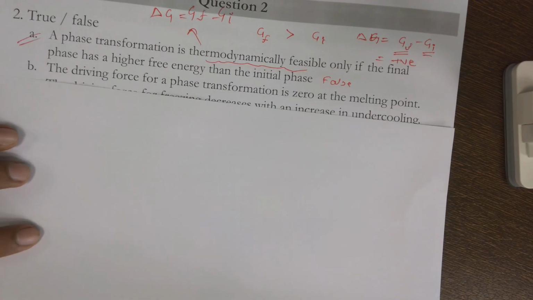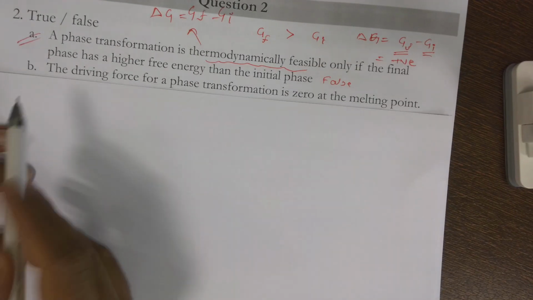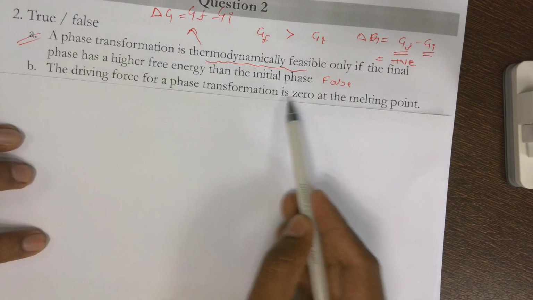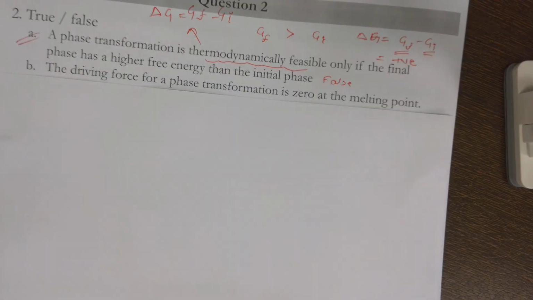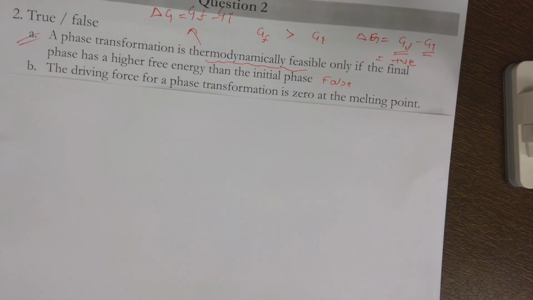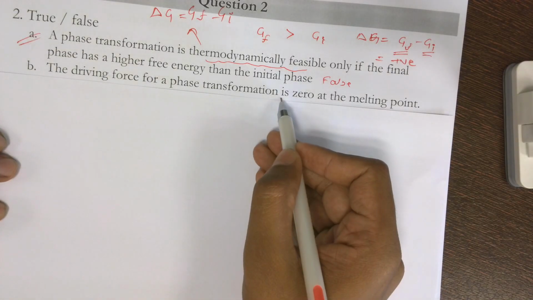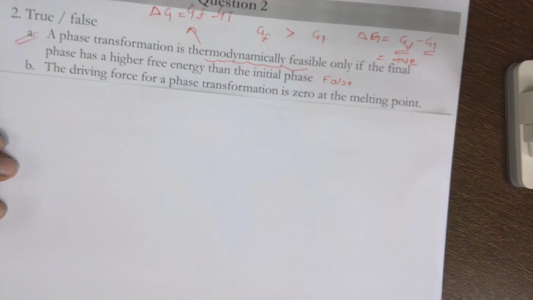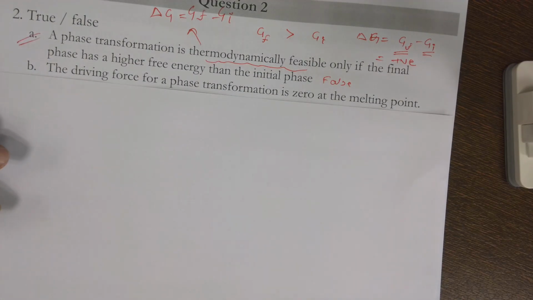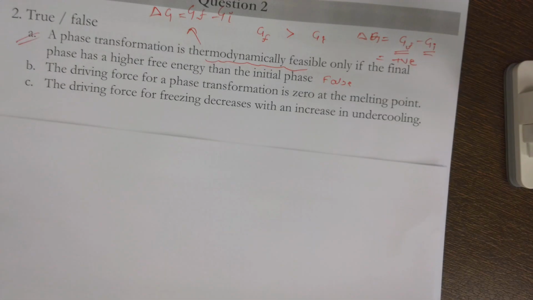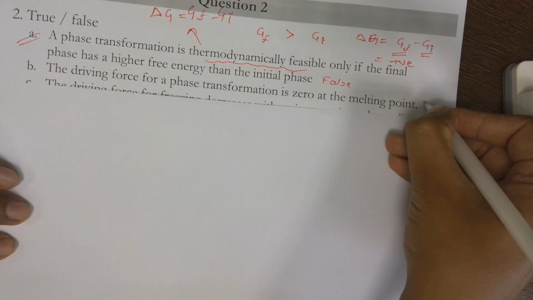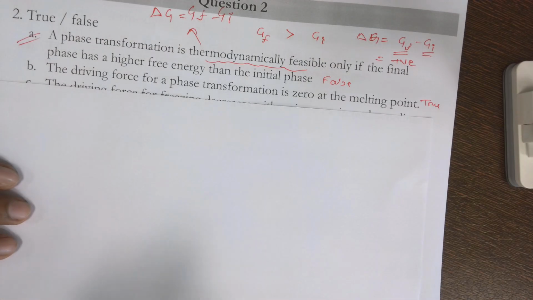Let's move to the next part, question number 2, option B. The driving force for the phase transformation is 0 at the melting point. Since we are talking about melting, it means that we are going from solid to liquid. So is the driving force for the phase transformation 0 at the melting point? Actually, the option is true. Let's see why.